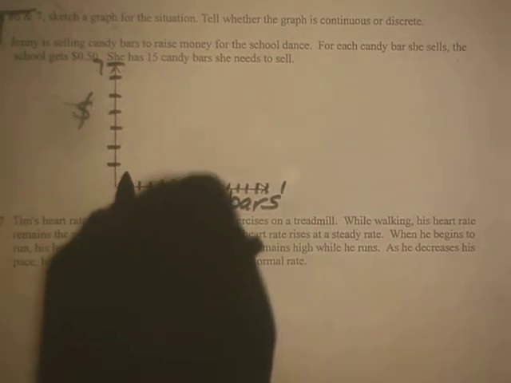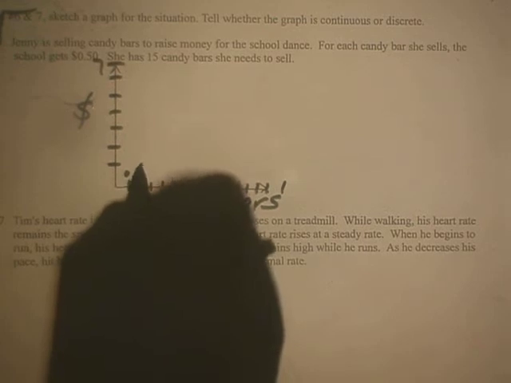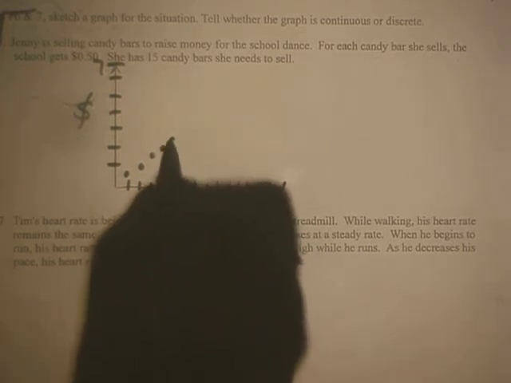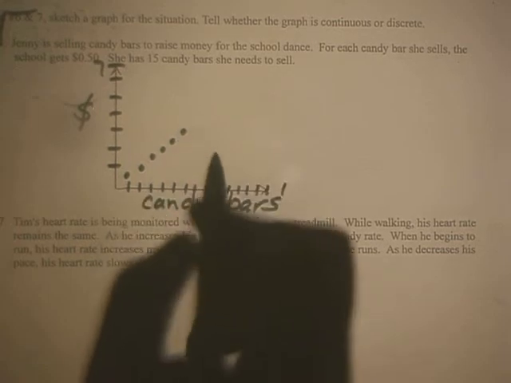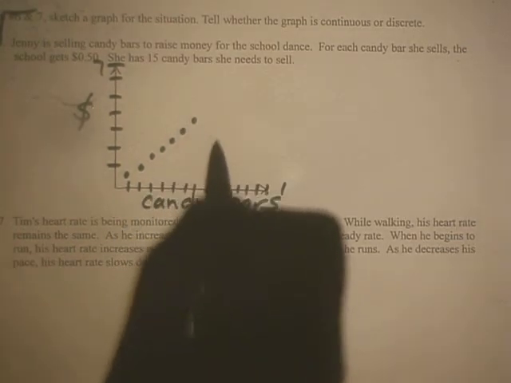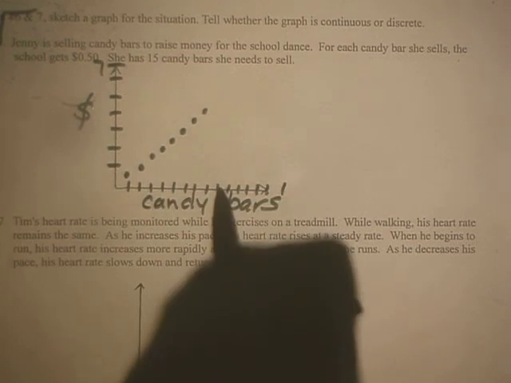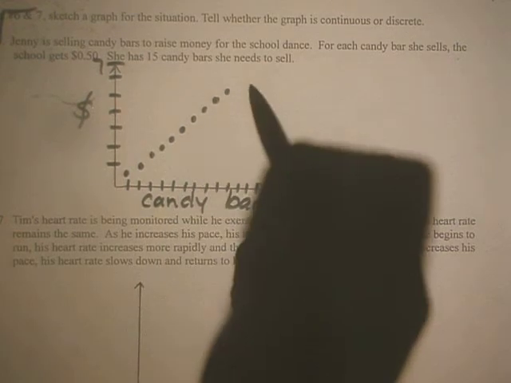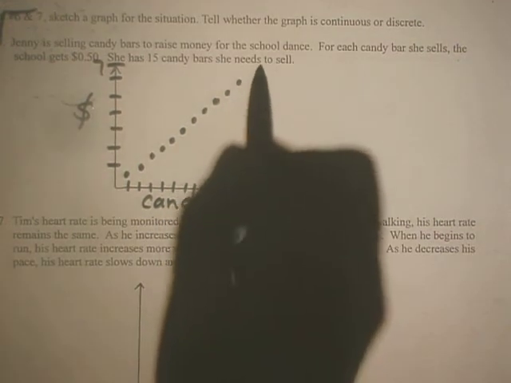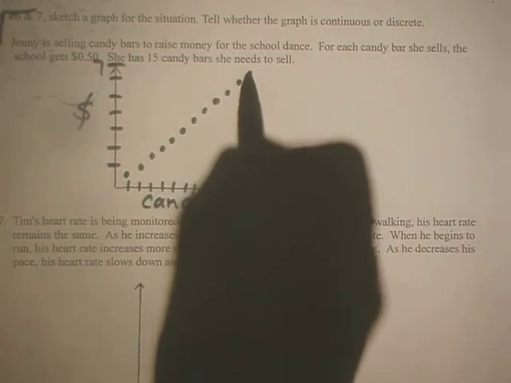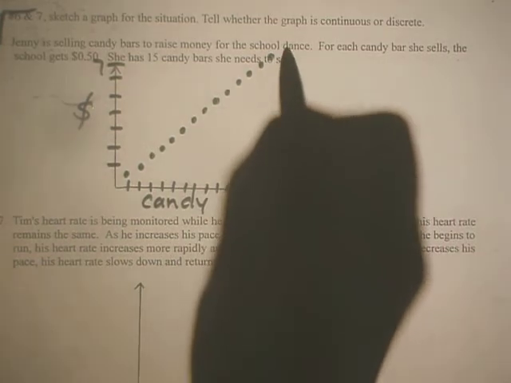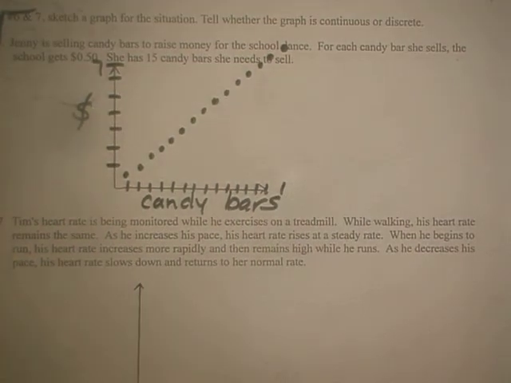If she sells 1 candy bar, she gets 50 cents. 2 candy bars is $1. 3 would be $1.50. 4 would be $2. 5 is $2.50. 6 is $3. 7 is $3.50. 8 is $4. 9 is $4.50. 10 is $5. 11 is $5.50. 12 is $6. 13 is $6.50. 14 is $7, and 15 is $7.50.